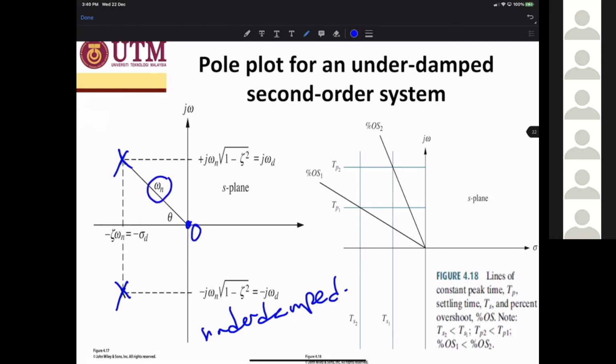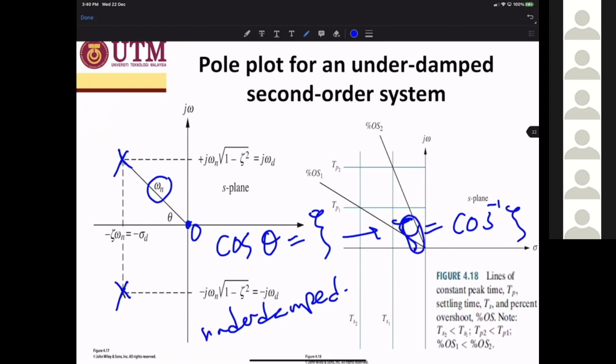How to find zeta from this S-plane? Aisha Akram. From this plane, you have to use cos theta equal to zeta. So theta equal to inverse cos zeta. The angle here, okay? The angle.